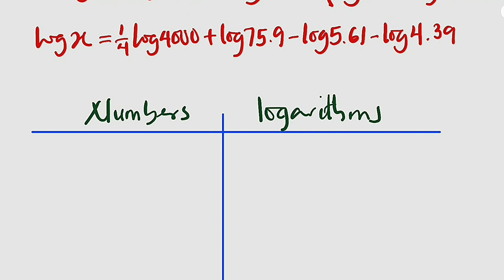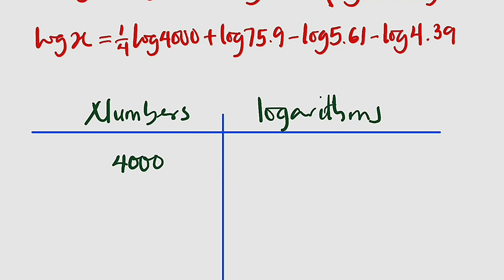So what are the numbers? Let me start with this one, which is 4,000. So we need to find log of 4,000. But remember, after finding log of 4,000, you have to divide by 4, right? Because this is 1 over 4 multiplied by log of 4,000. But first of all, let us find log of 4,000. And how can you find it? Remember that log of a number is a combination of what? Characteristics plus the mantissa of that number.